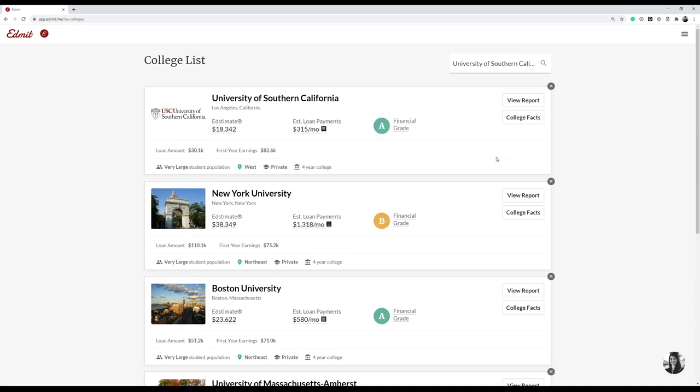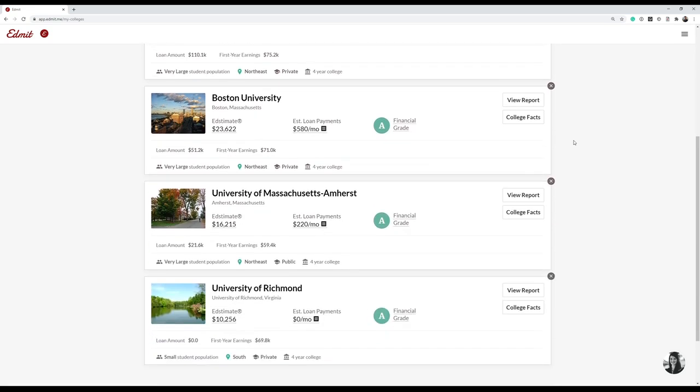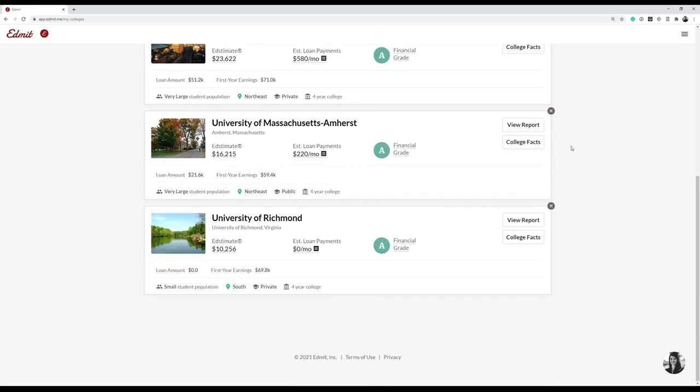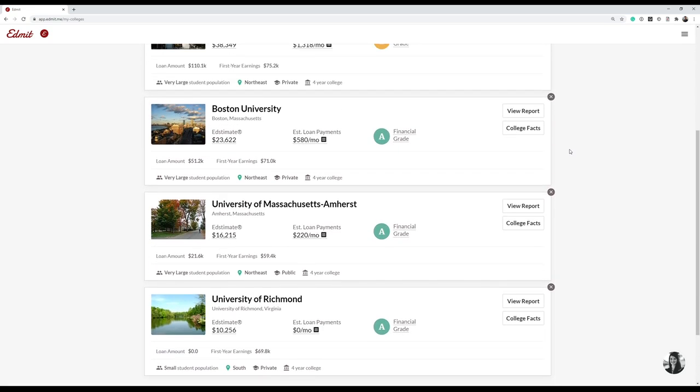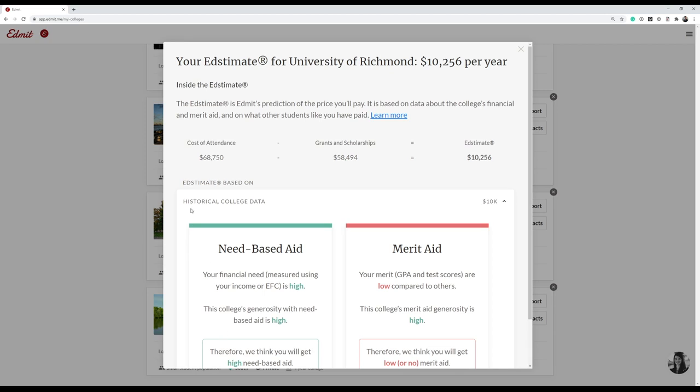We'll start with University of Richmond. By clicking on the Edmit, we can learn more about the cost of University of Richmond, as well as the grants and scholarships we're likely to receive based on our profile information. Here we see the cost of attendance is about $68,750. We can also see that we're slated to receive about $58,494 in grants and scholarships, leading to an estimate, or a cost per year, of about $10,000.